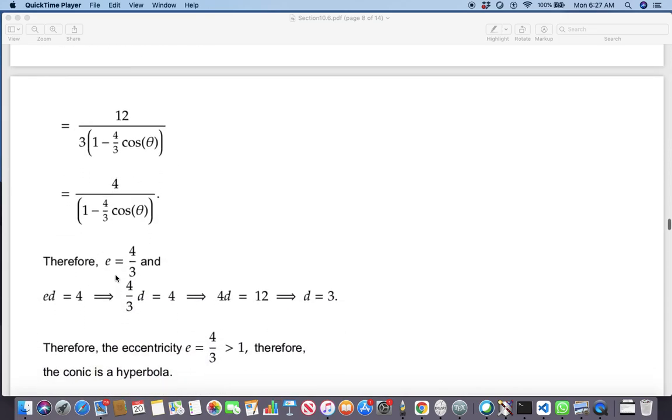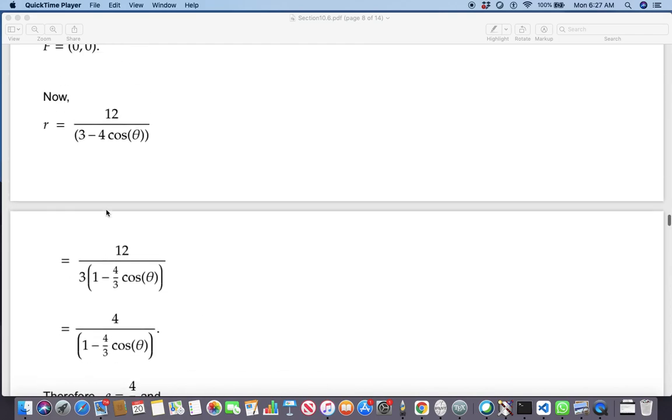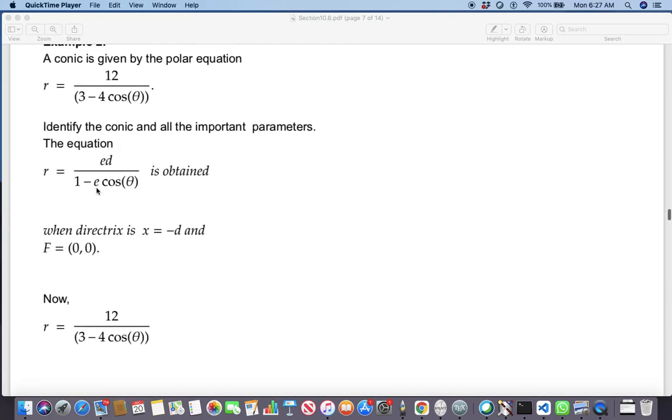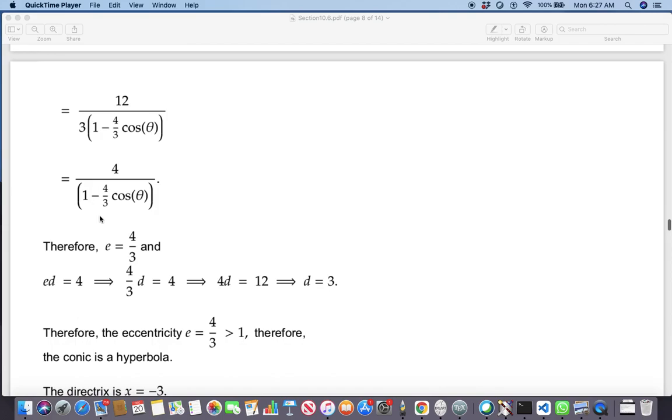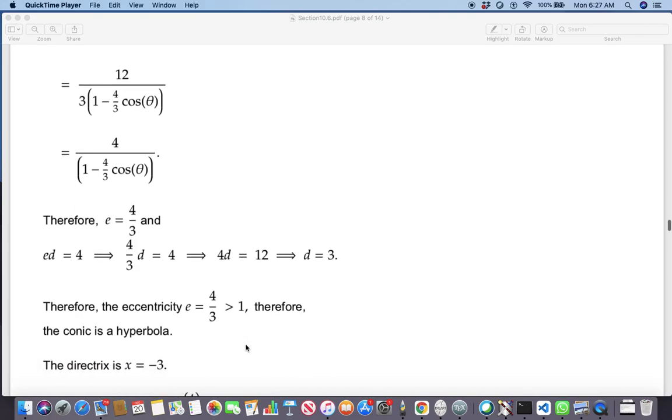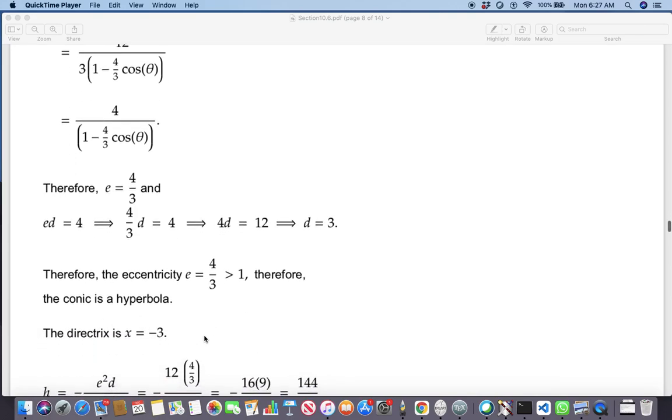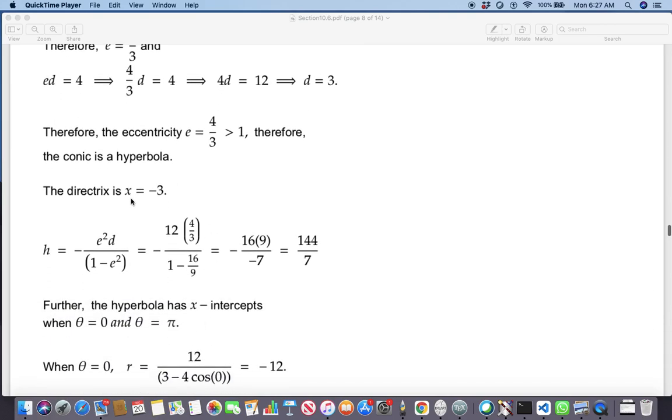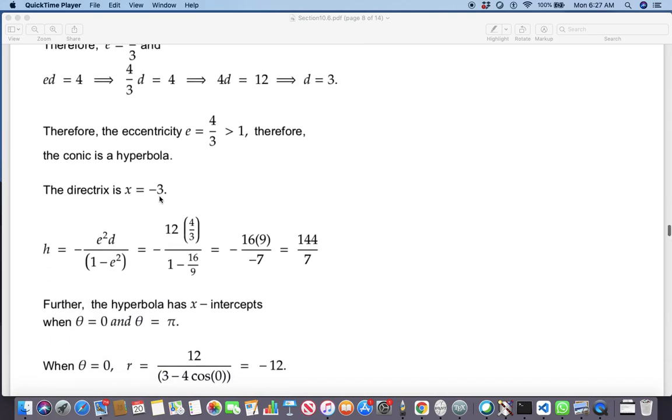So e equals 4/3. Notice the arrangement. That's e, that's 4/3. And e times d is 4. So 4/3 times d is 4. That gets you d equals 3. e is 4/3, which is greater than 1. Therefore, the conic is a hyperbola. The directrix is x equals -3.